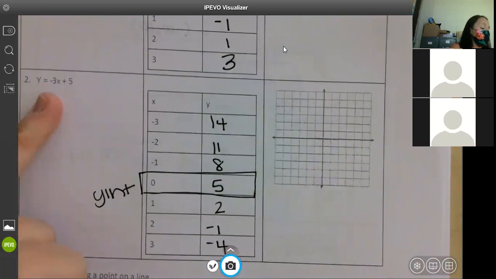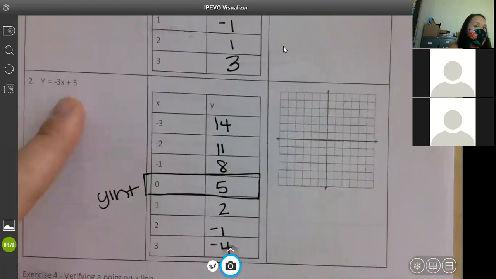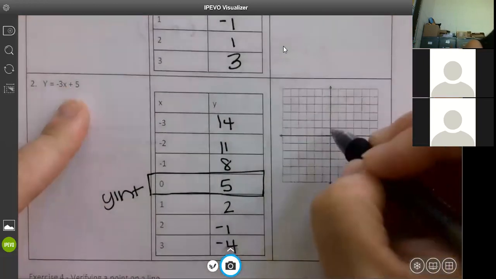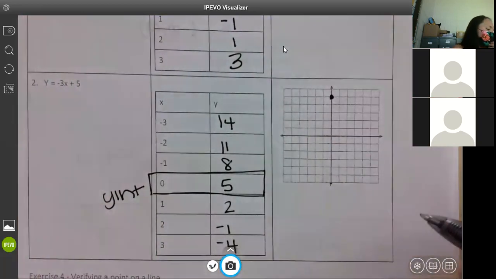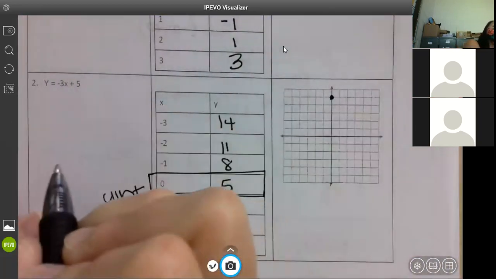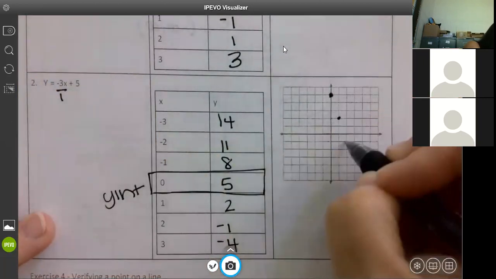How do we graph this? Where do we start? Look at your graph. 5 on the y-axis, 1, 2, 3, 4, 5. That's why it's called your y-intercept. How do we move? Down 3, right 1.